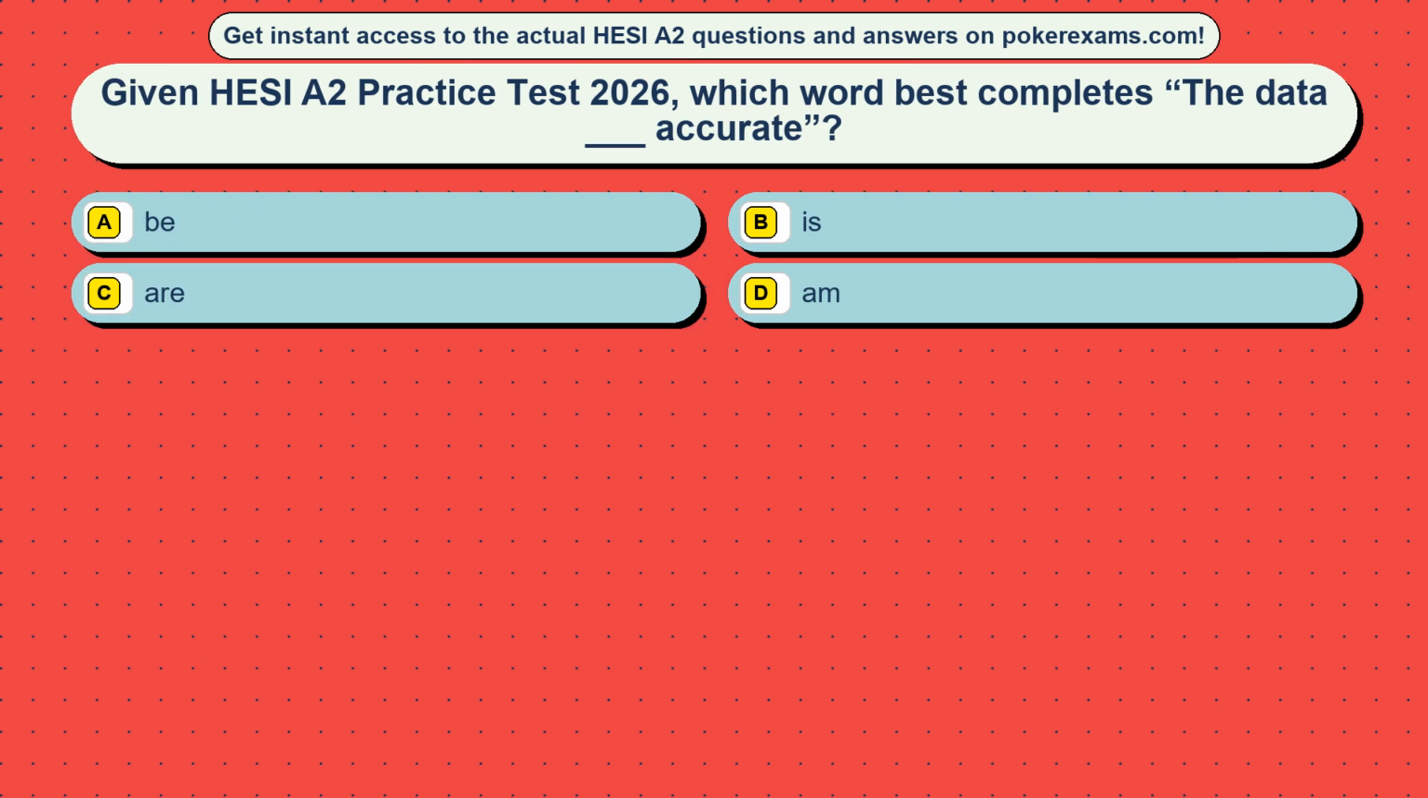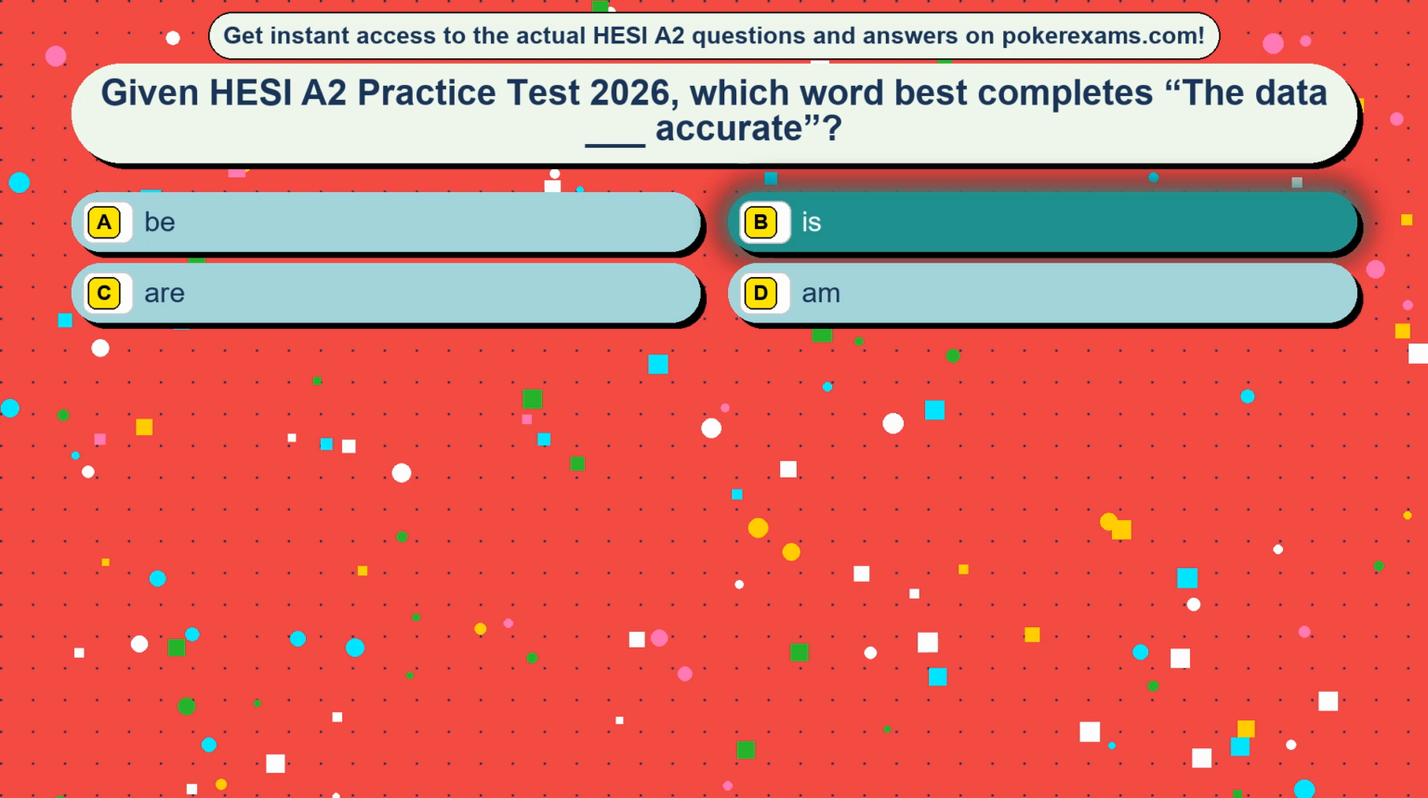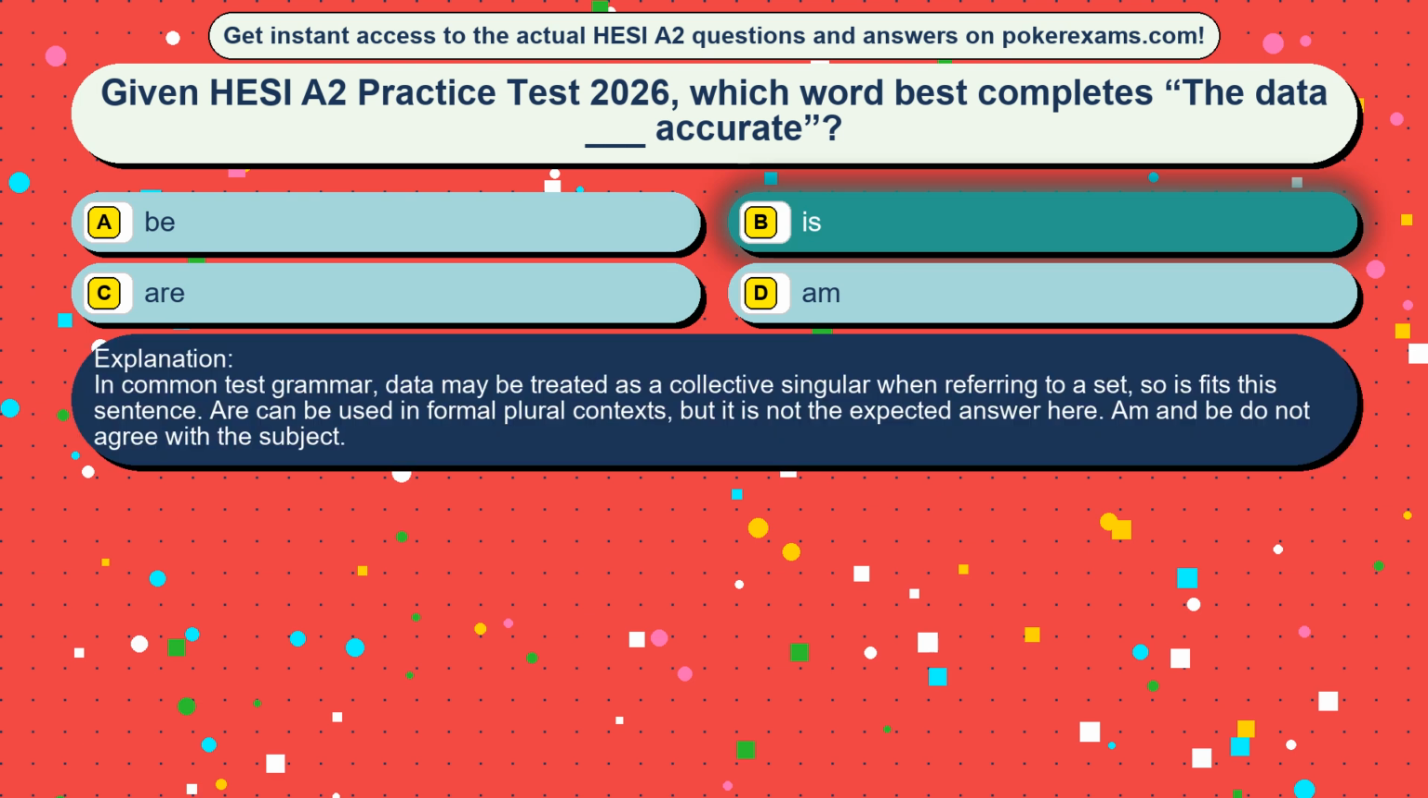Question 48. Given HESI A2 Practice Test 2026, which word best completes the blank: "The data ___ accurate"? Option A, are. Option B, is. Option C, bar. Option D, them. The correct answer is option B, is. In common test grammar, data may be treated as a collective singular when referring to a set, so is fits this sentence. Are can be used in formal plural contexts, but it is not the expected answer here. Options C and D do not agree with the subject.